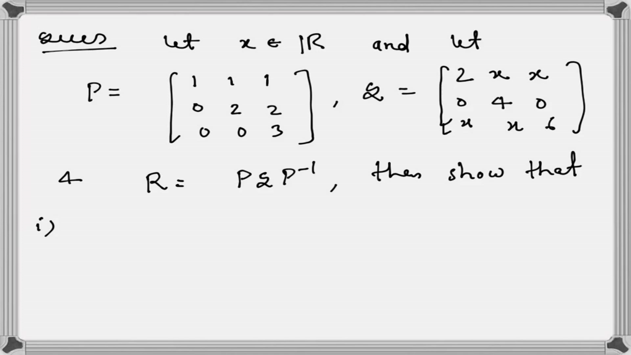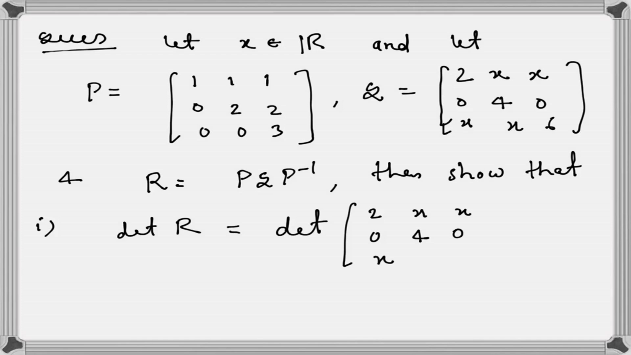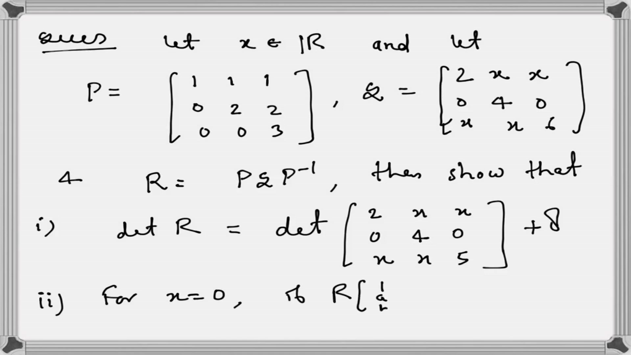First part is determinant of R is equal to determinant of the matrix 2x, x, 0, 4, 0, x, x, 5, plus 8. Second part is for x equal to 0, if R times 1 a b is equal to 6 times 1 a b, then a plus b equals 5. Okay, so let's solve this problem.